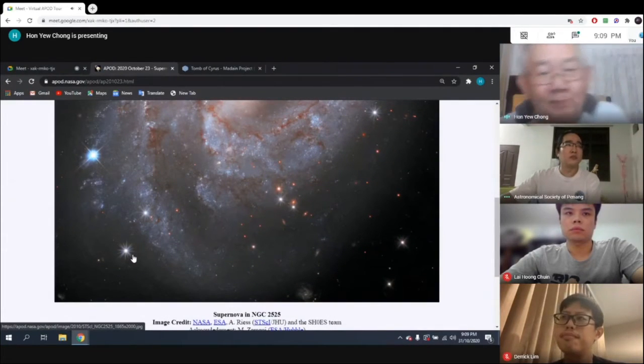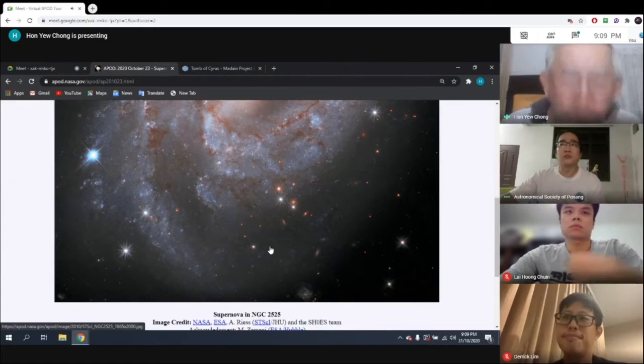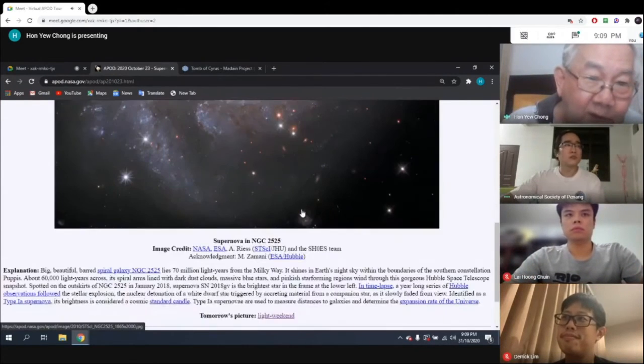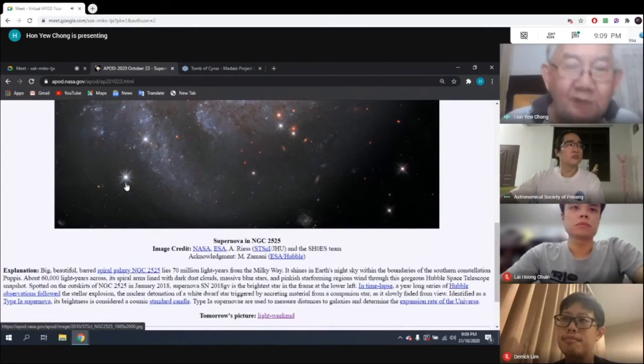There are many amateurs in the world who every night look at the sky and try to find a new supernova. That means months ago they were observing this galaxy NGC 2525 and saw no bright star. Suddenly, this star brightens up over 1 day, 2 days, 3 days, 4 days, until about 3 weeks later it is very bright. So they detected a supernova in this galaxy.